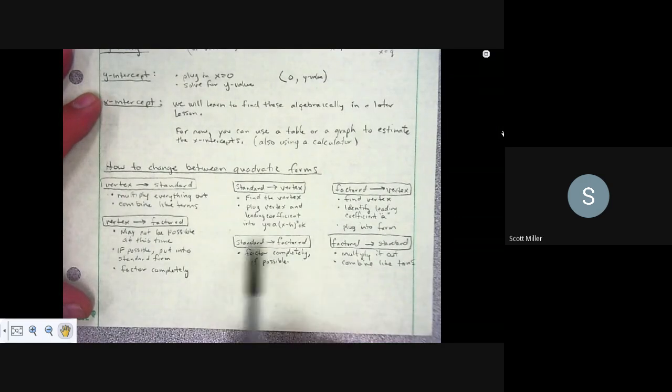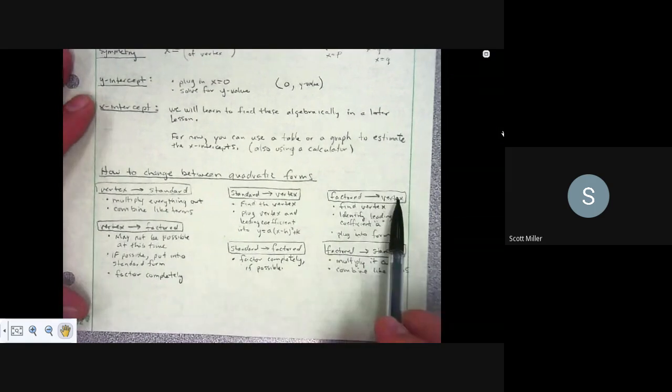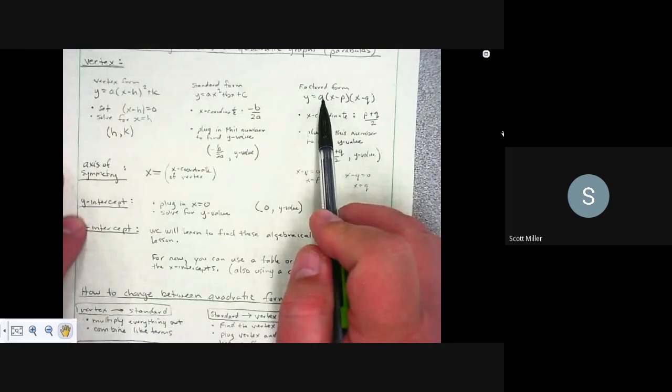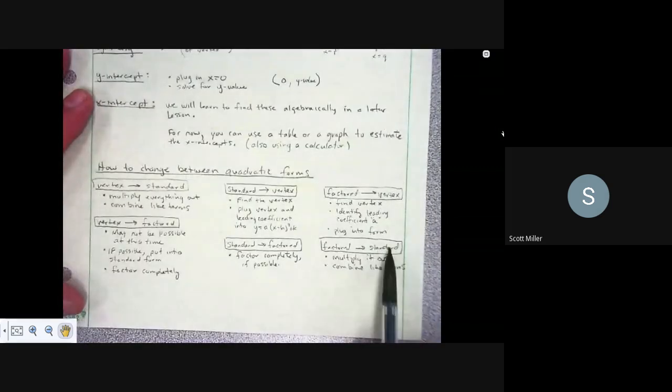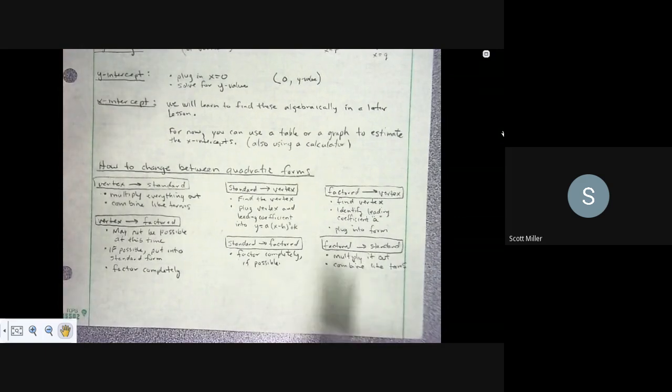Standard to factored form, just basically factor it completely, if it is possible. Again, may not be possible at this time. How do we go from factored to vertex form? Well, the same process as this one was. You find the vertex, you pull out the leading coefficient, which will be sitting right there, and you plug it right into that formula. Factored form to standard form, you just multiply it all out and combine like terms. So these are some things we're going to be doing here.